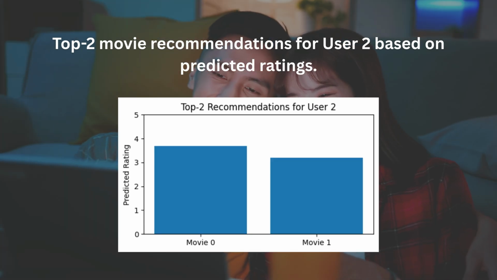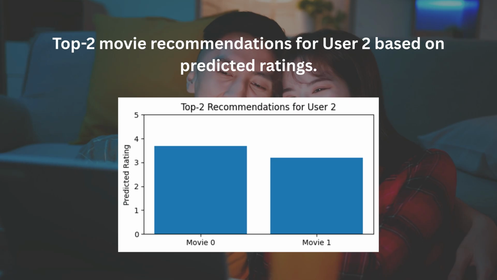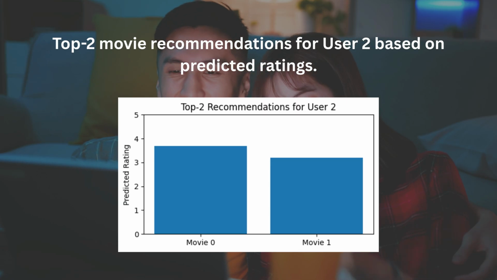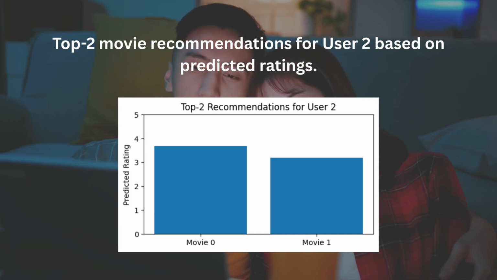The figure shows the top 2 recommendations for user 2. With only movie 2 rated, the system predicts 3.7 for movie 0 and 3.2 for movie 1, recommending movie 0 first. This shows how matrix factorization works even with sparse ratings.